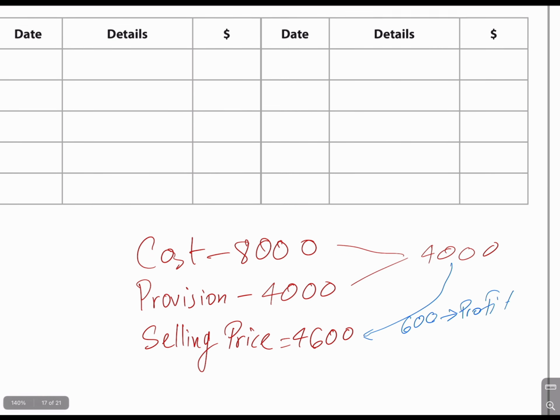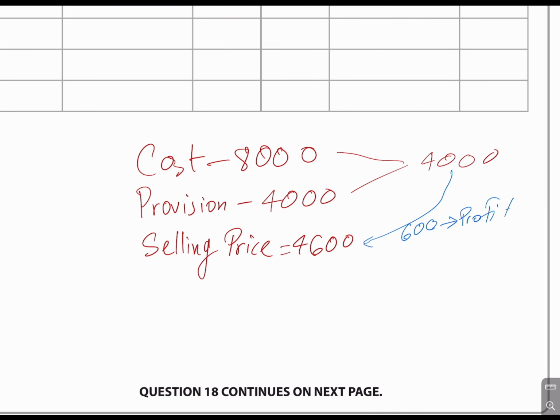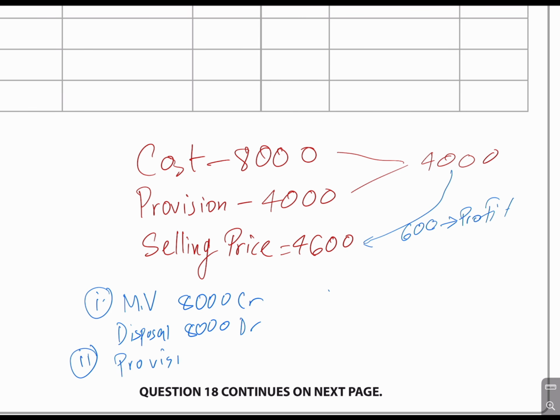Now what I like is I used to do it as journaling. First, I used to do this: machinery, 8,000 credit. These are the journals basically. If you want to do it by doing journals, you can also do this. Secondly, provision for depreciation is 4,000 debit.